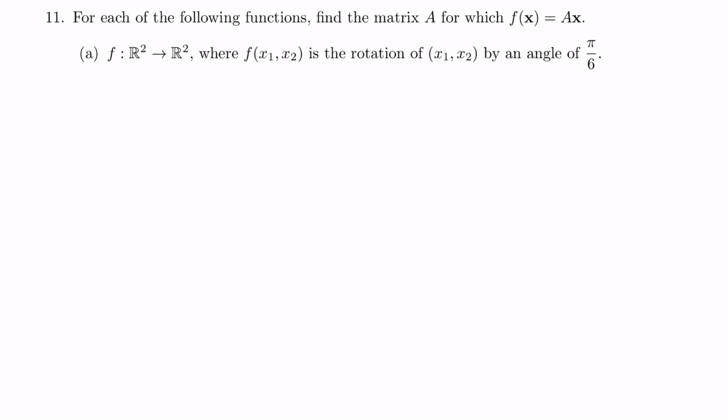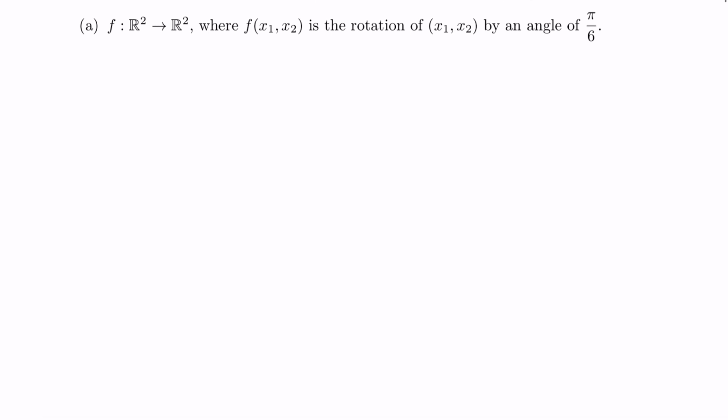All right, in today's lesson we're going to be taking a look at projection vectors, just geometric transformations, going through some examples. So let's take a look at our first question. We have a function going from R2 to R2 such that it's rotating this vector x1, x2. We're going to rotate this vector by an angle of pi over 6.